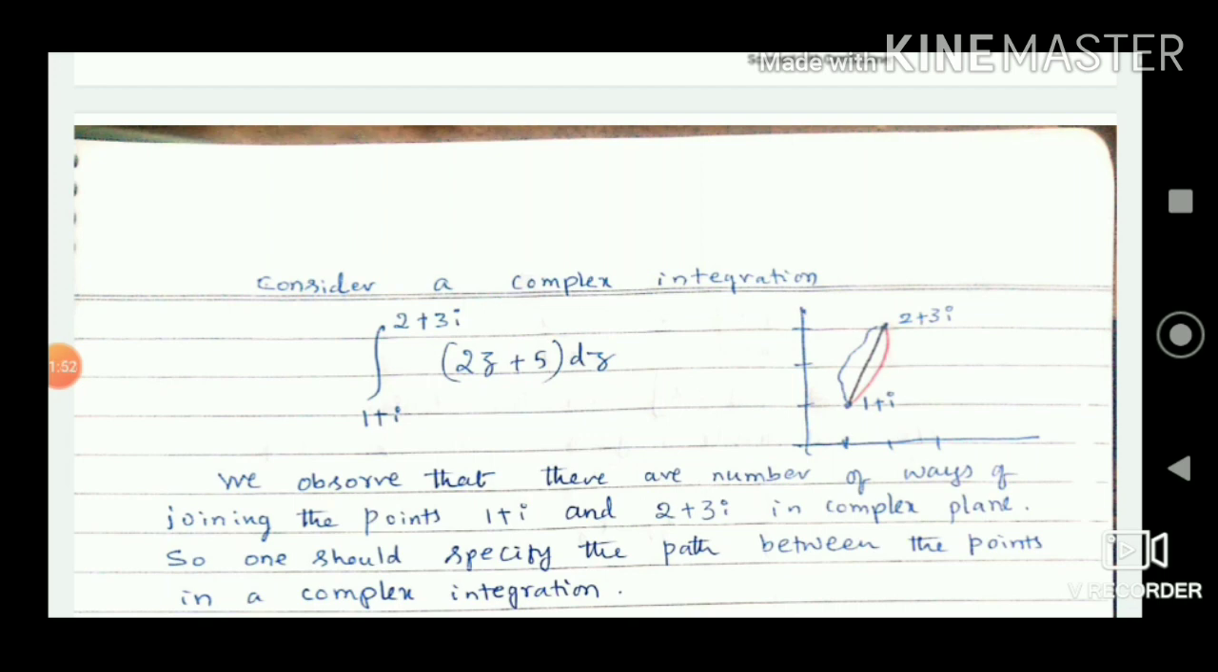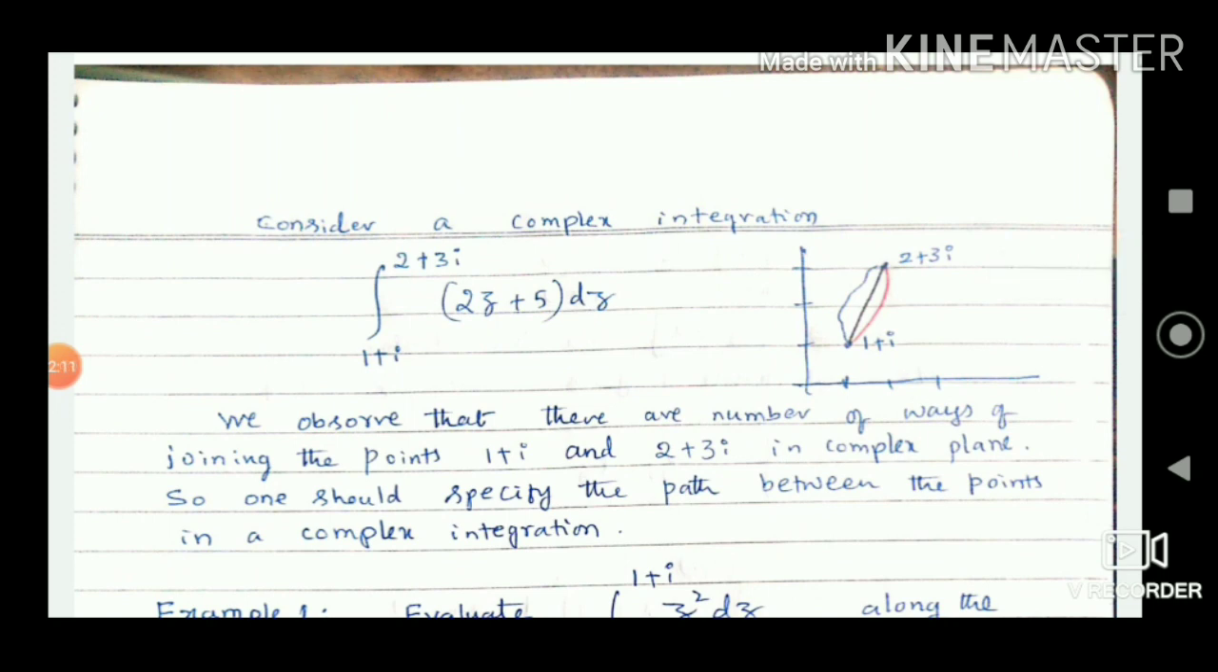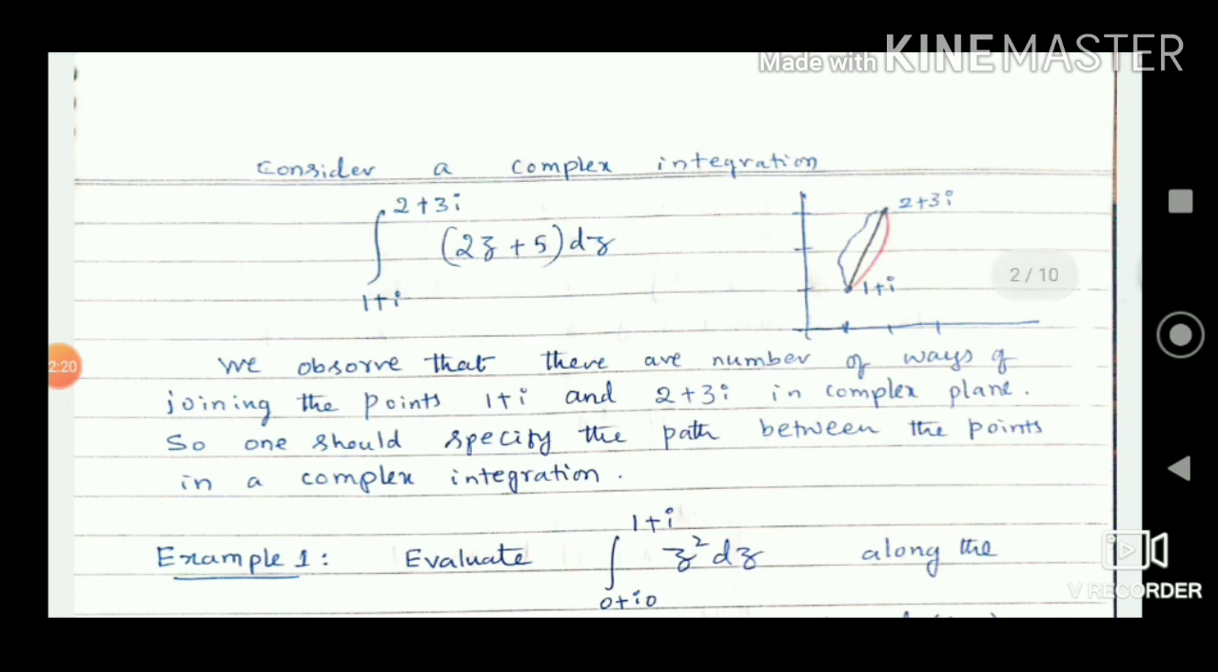Consider a complex integration from a complex number, that is 1 plus i to 2 plus 3i. Here we can observe that the points 1 plus i and 2 plus 3i are 2 points on the complex plane or xy plane. So we can join these 2 points in several ways. So in the integration itself, one should specify the path between those 2 points in the case of complex integration.